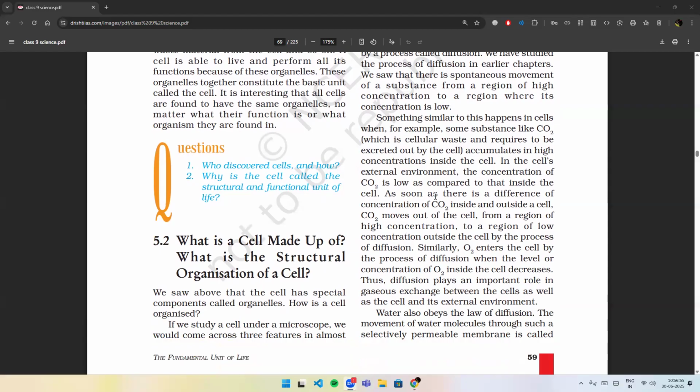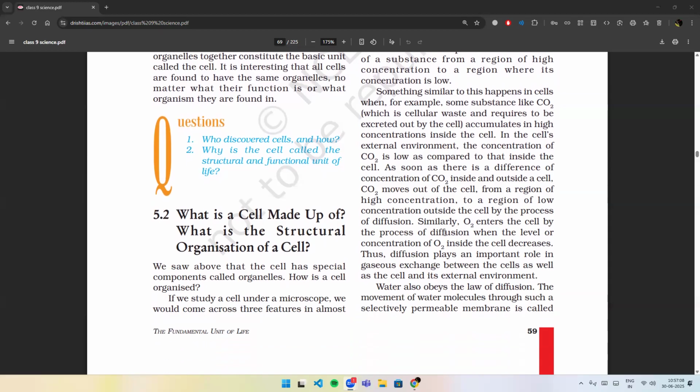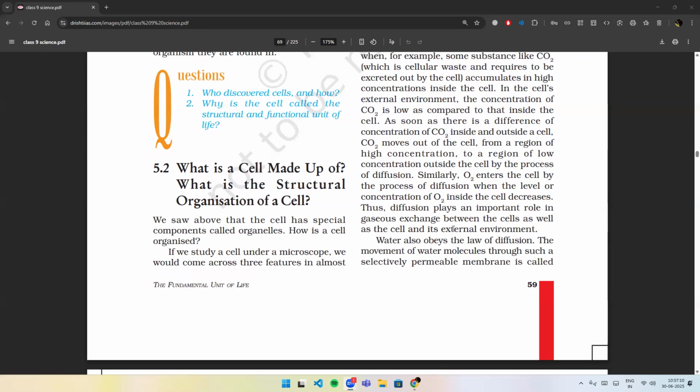Something similar to this happens in cells when, for example, some substances like carbon dioxide, which is cellular waste and requires to be excreted out by the cell, accumulate in high concentrations inside the cell. In the cell's external environment, the concentration of carbon dioxide is low as compared to that inside the cell. As soon as there is a difference of concentration of carbon dioxide inside and outside a cell, carbon dioxide moves out of the cell from a region of high concentration to a region of low concentration outside the cell by the process of diffusion.